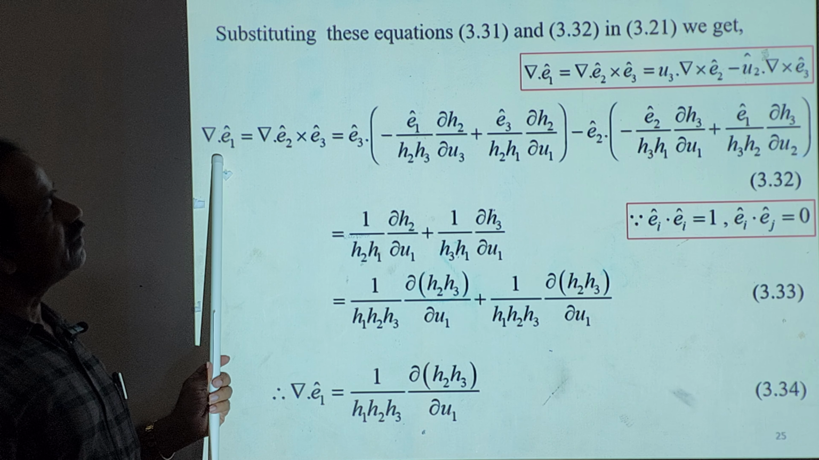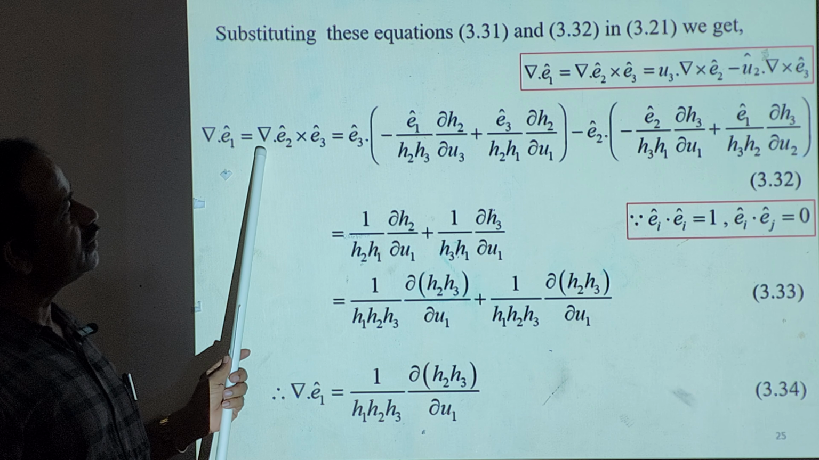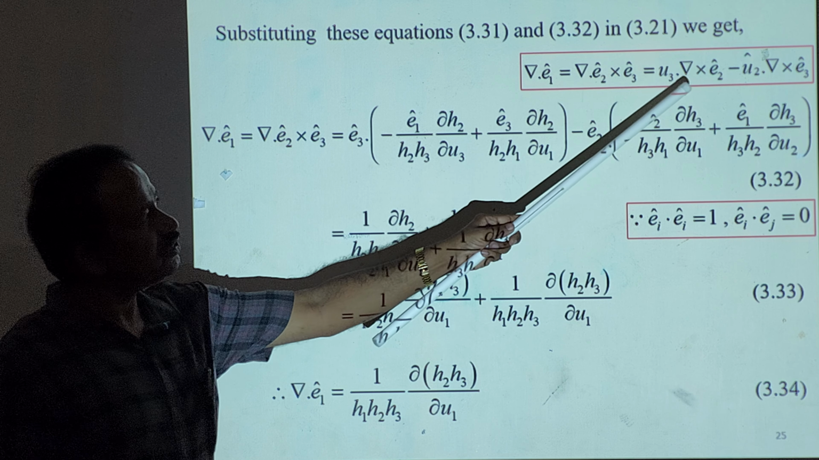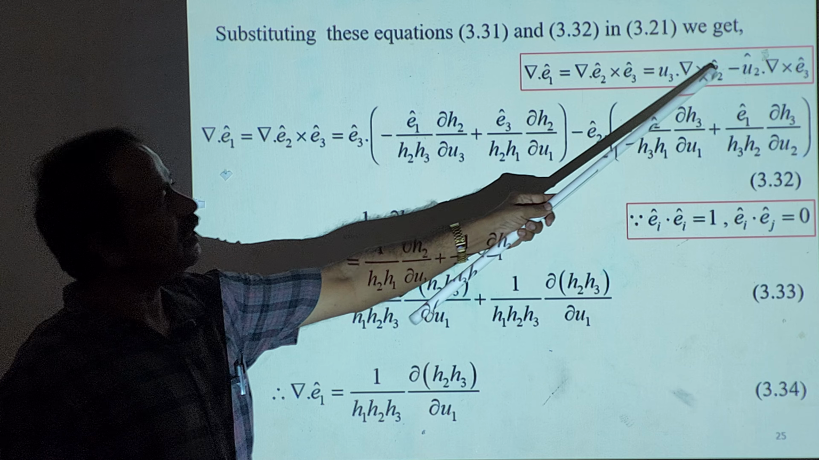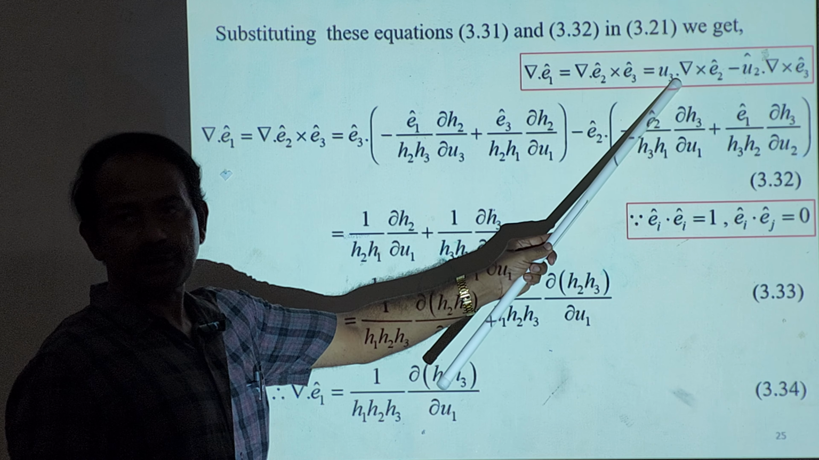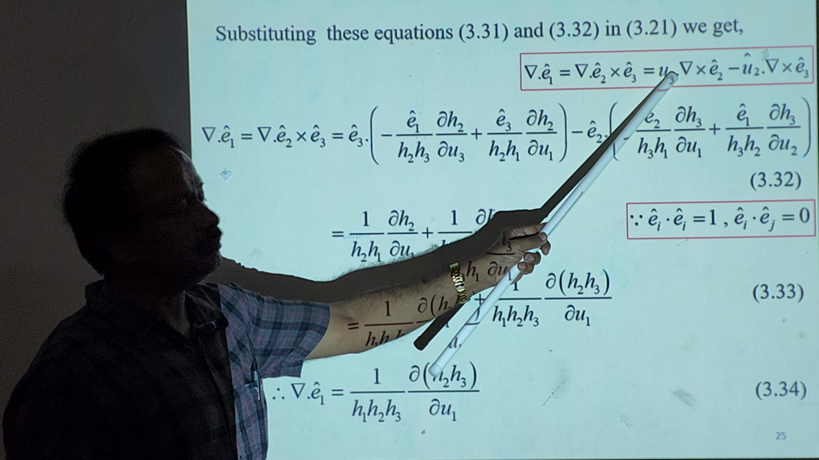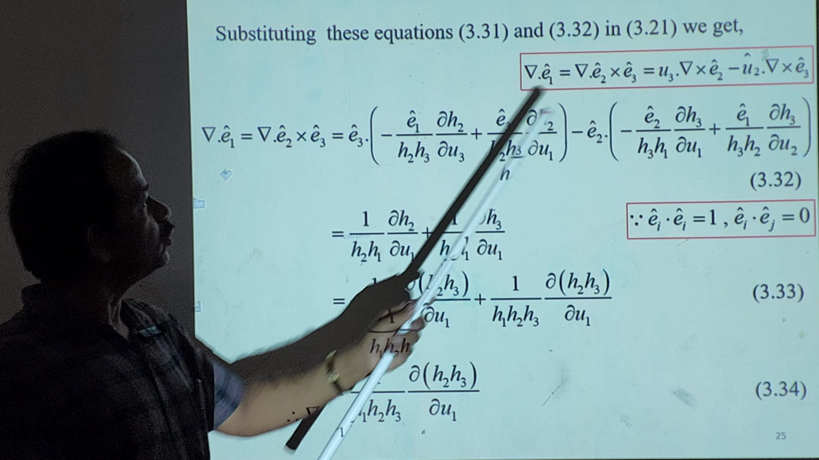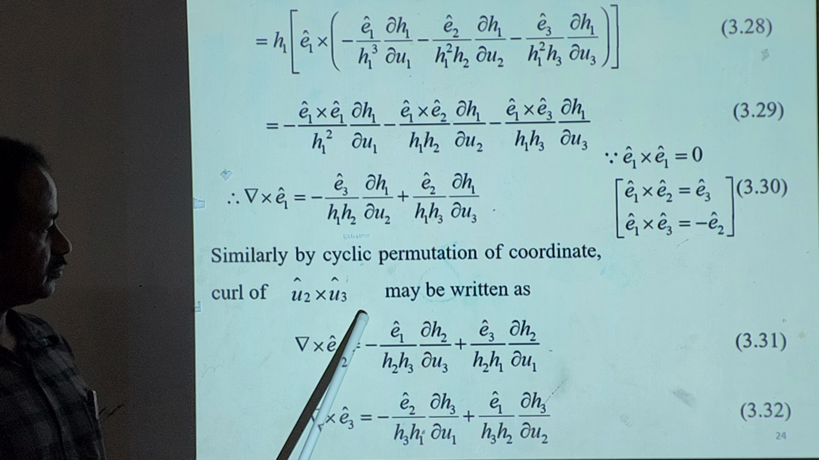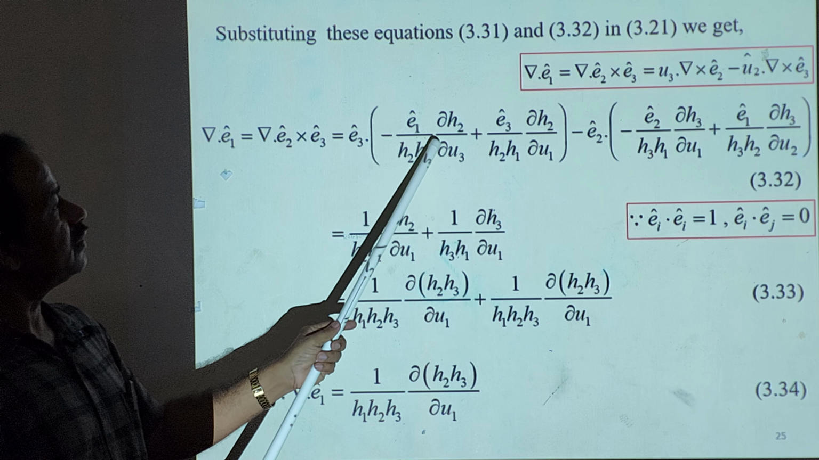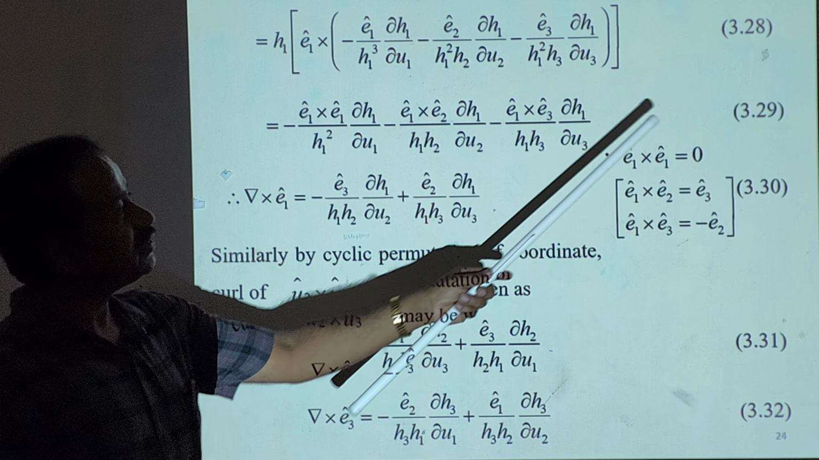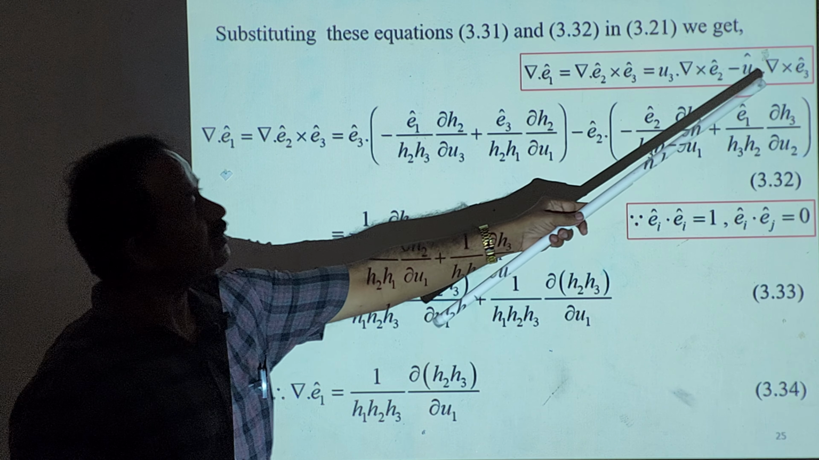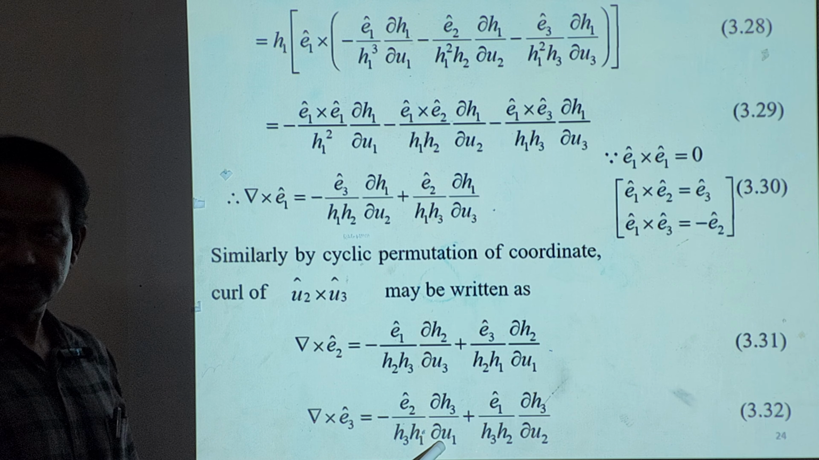So we have now del dot e1, which is equal to del dot of e2 cross e3, which is equal to e3 del dot e2 minus e2 del dot e3. This is e3 and this is e2, it is not u3, this is e3. So what is del cross e2? This one. And what is del cross e3? It is given by this.